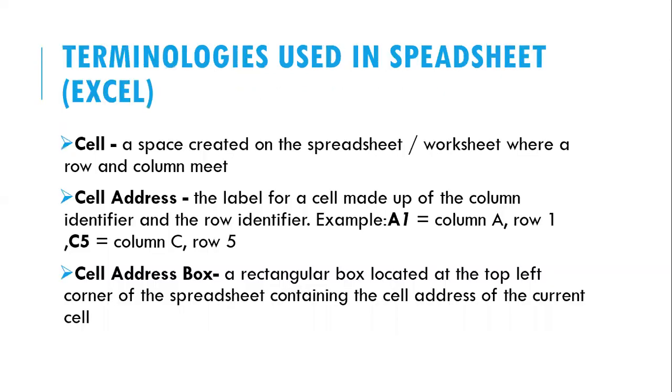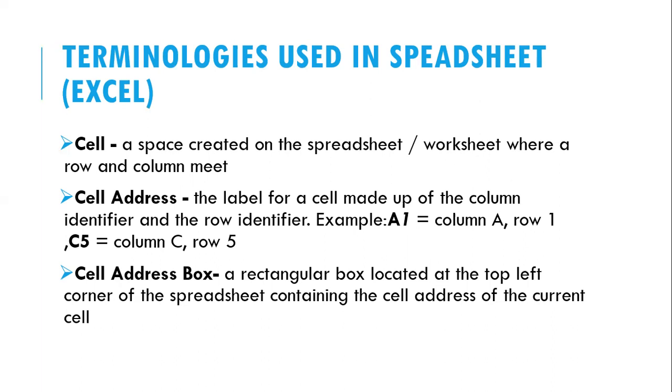So let's see the terminologies that are used in a spreadsheet, specifically Excel. The first terminology is cell. A cell is the space created on the spreadsheet or worksheet where a row and column meet. So when a row and a column meet, they form a cell. A cell address is a label for a cell made up of the column identifier and the row identifier. For example, A1 means column A, then row 1. C5 means column C, then row 5.